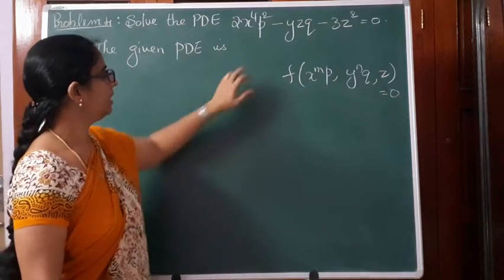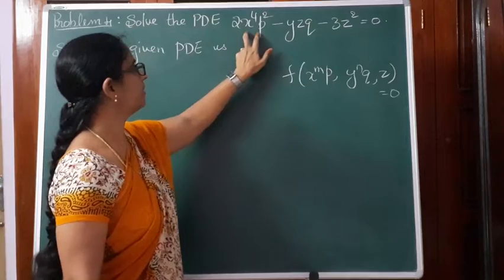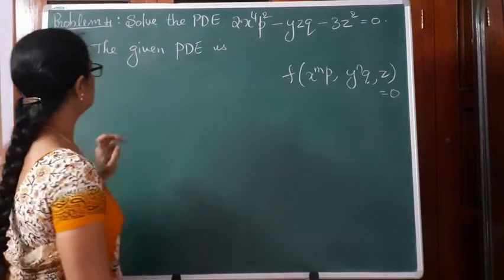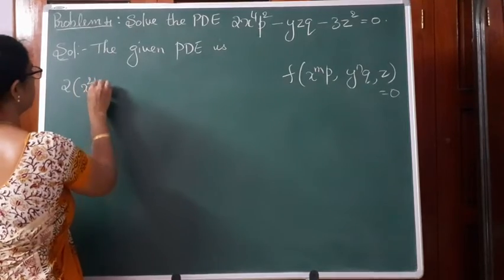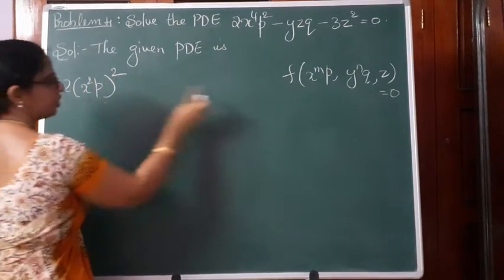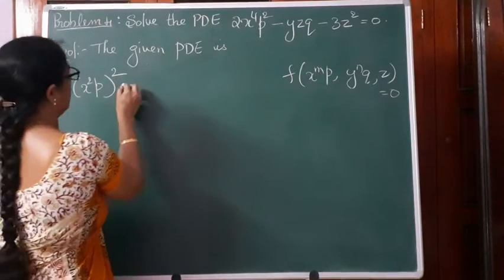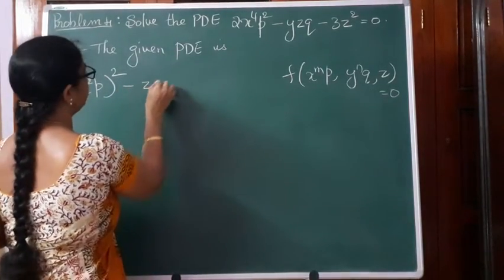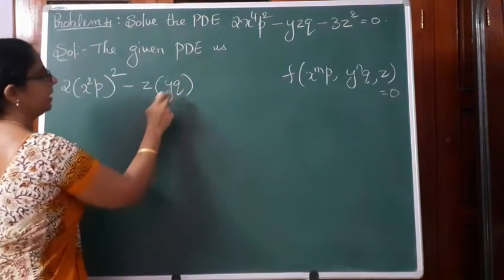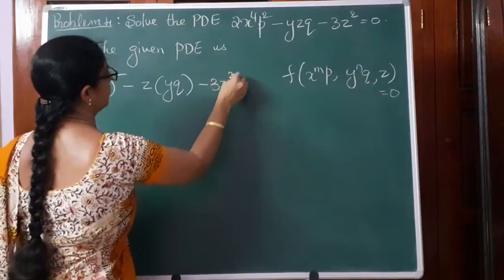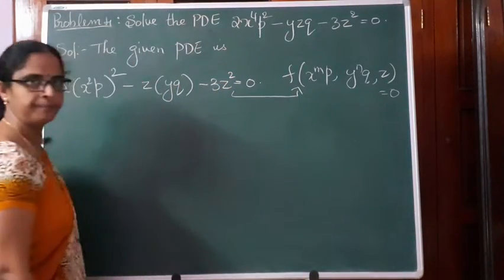So we need p here and q here, therefore we have p square here, so we make it whole square. This first term can be written as 2 into (x square p) whole square, so that it is a function of x square p, x^m p, minus z into y cube, minus 3z square is equal to 0. Now this equation is in this form.